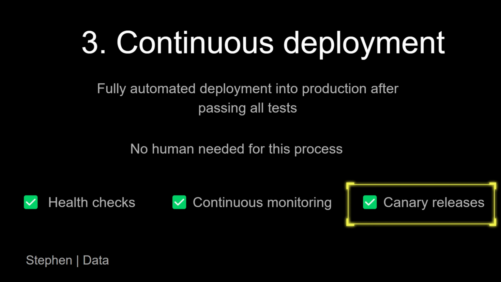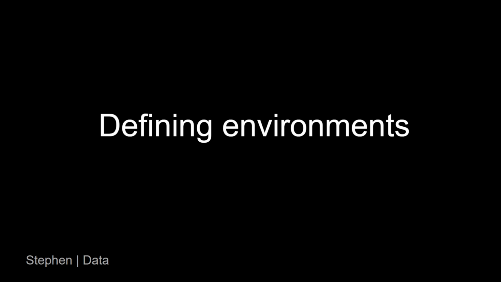A canary release is rolling out a new feature to your users slowly. Instead of releasing a change to everyone at once, you first show a small group of users, like 10%. If everything works fine, you expand it to more users. If there are any issues, you can quickly roll back to the old version before too many users get affected by it. An environment is a place where your code gets deployed to.